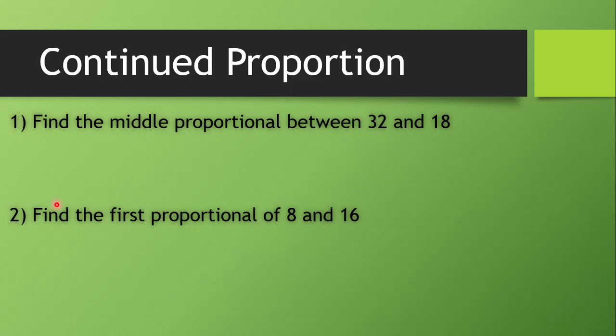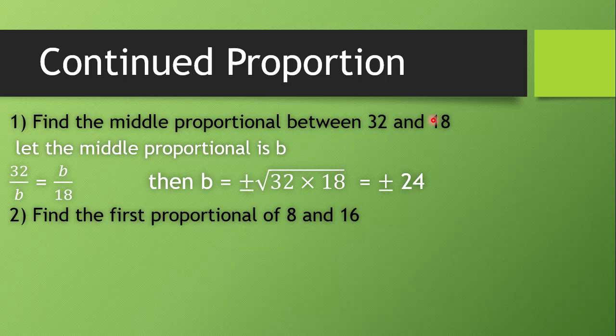Here for example, the first one: find the middle proportional between 32 and 18. I want the middle proportional, so I will take positive or negative square root of 32 times 18. 32 is the first proportional and 18 is the third proportional. So it is positive or negative 24.